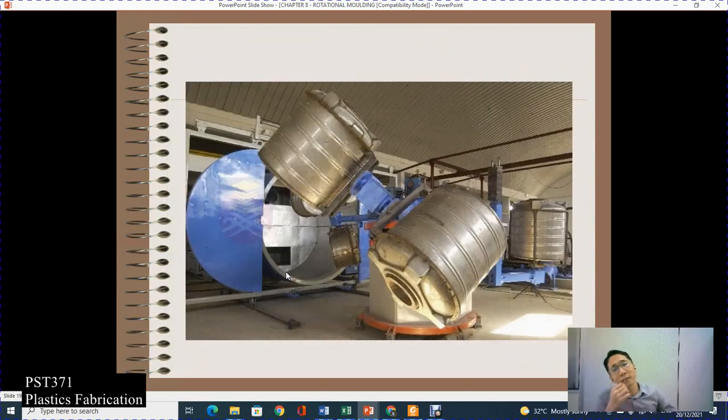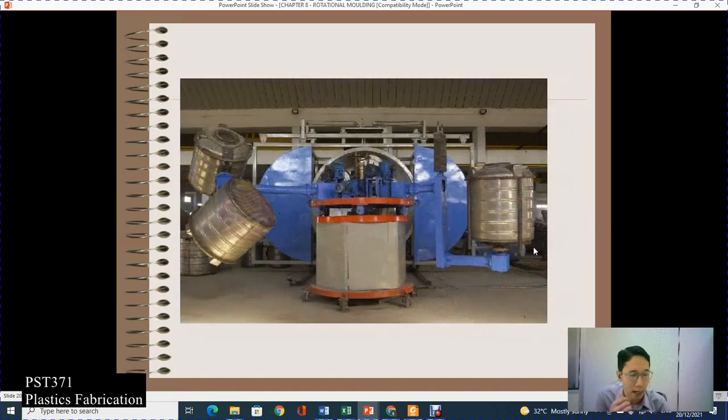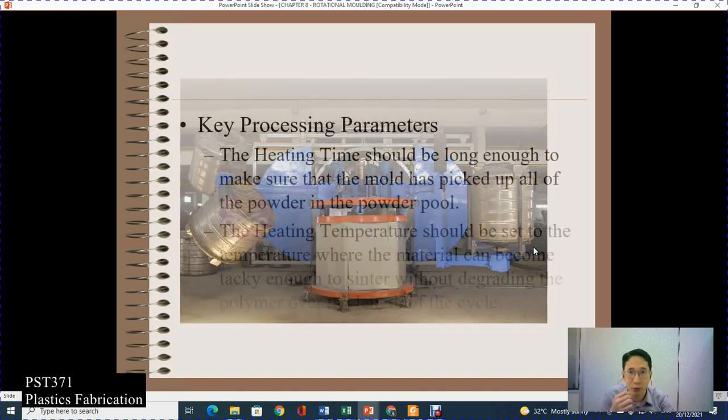This is an image taken from the industry itself. If you can see here, each station has two molds, so it is a multi-cavity mold, multi-process. Once the mold is loaded with material, it goes through the heating station. Once the material starts to melt, the mold is rotated again and goes to the cooling station, and finally goes through the load and unload station. These are the angles of the illustration. Usually this type of rotational molding is on a bigger scale in industry.